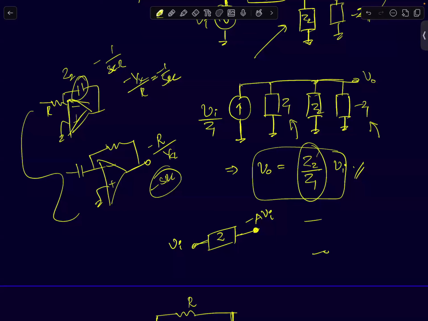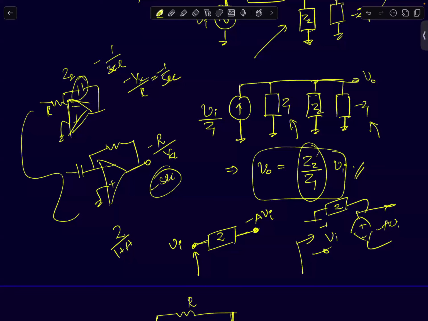So you take this, which is minus A times Vi, and this is Vi. Connect an impedance between these two terminals. Then the input impedance is given by Z by 1 plus A. So one terminal of this impedance is the input terminal, and the other terminal voltage should have a relationship with the input terminal. If I can realize that, then I get an impedance of value Z by 1 plus A.